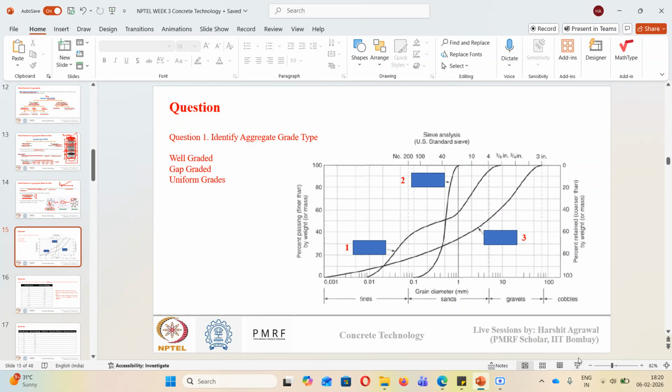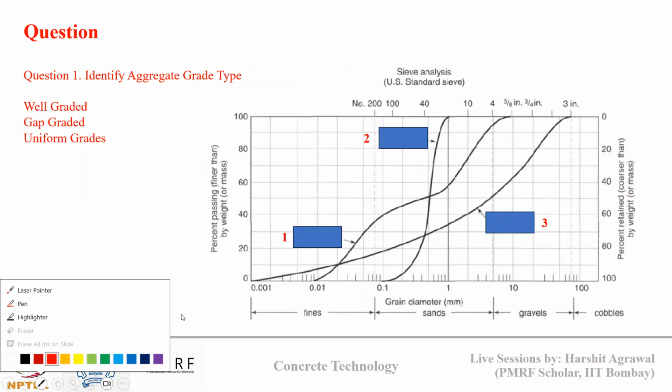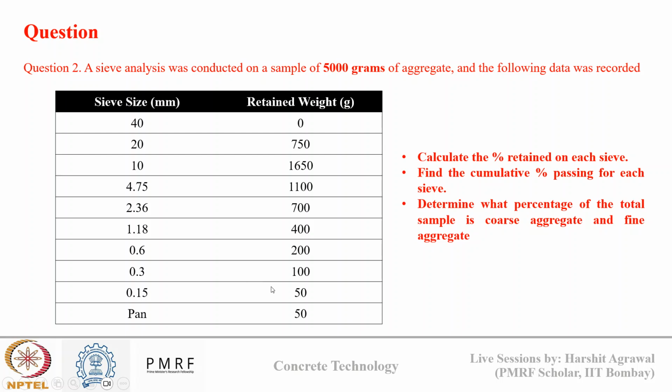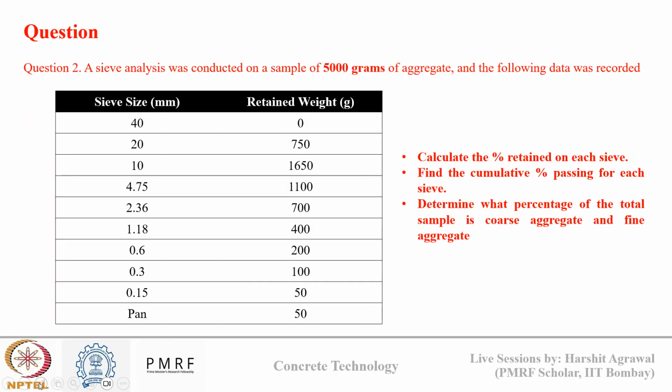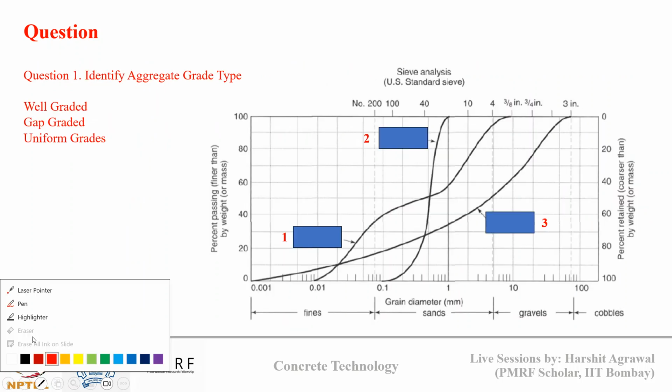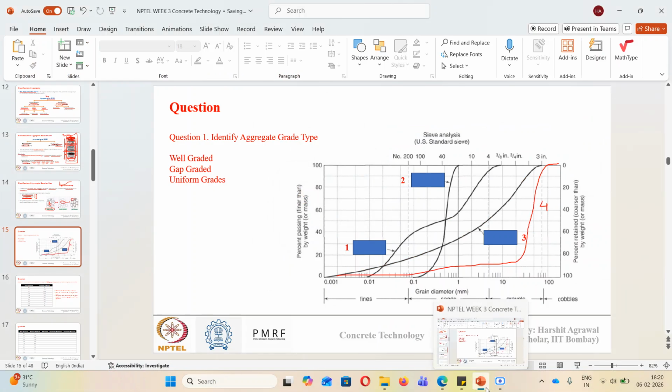We can insert one more curve here. Suppose this is one more curve, I have added. So this is the fourth one. Guess all four, one, two, three, four. What is each curve representing? Which kind of grading?